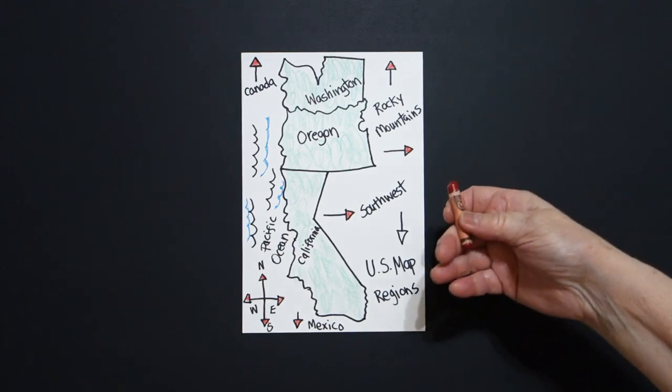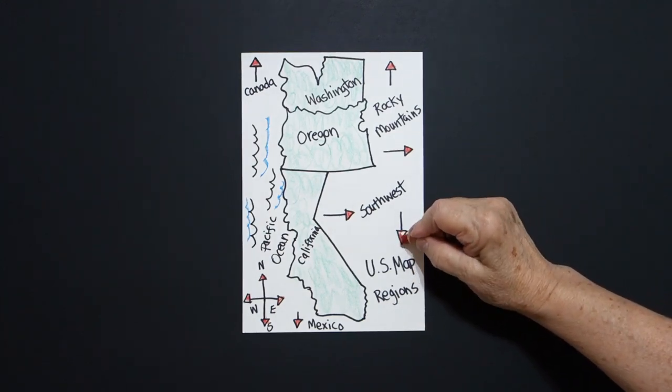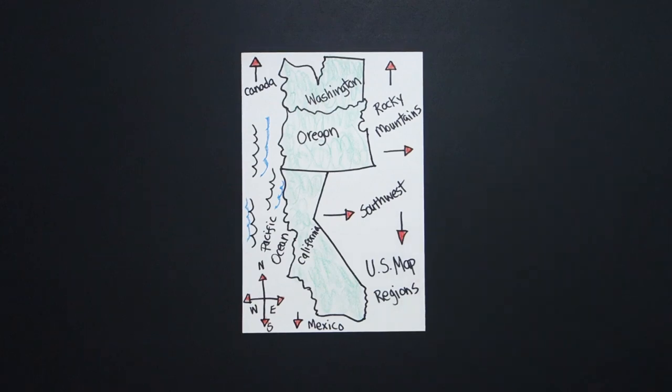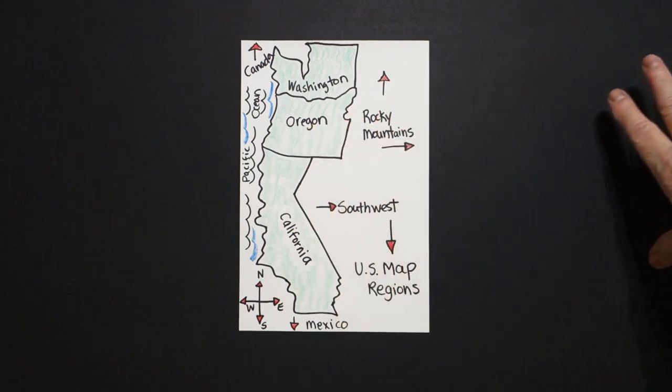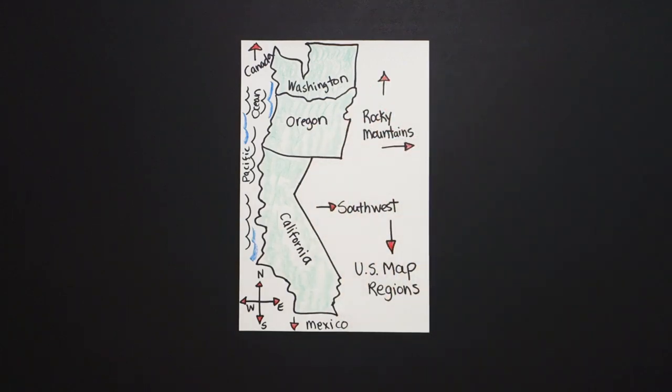And I just forgot another arrow. Get those arrow heads colored in. Okay, let's see what this looks like all colored in. Okay, here is my Pacific region with my three states. And it'll be interesting to see how the United States grows. We're going from the west over. Okay, bye-bye.